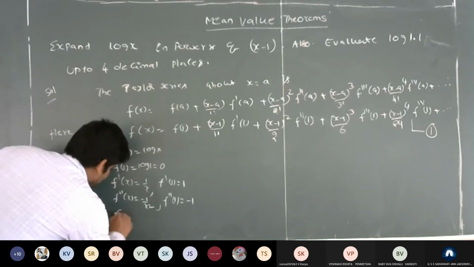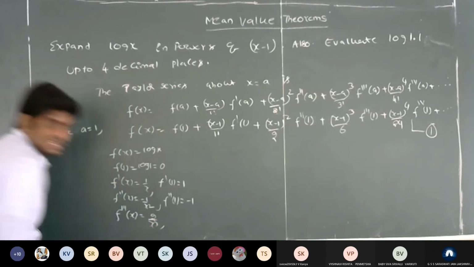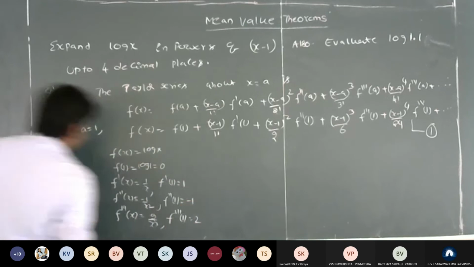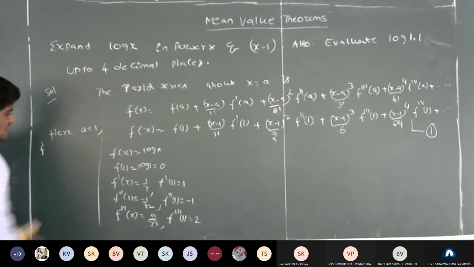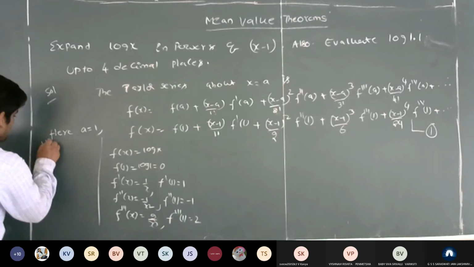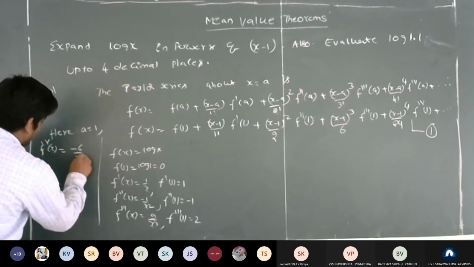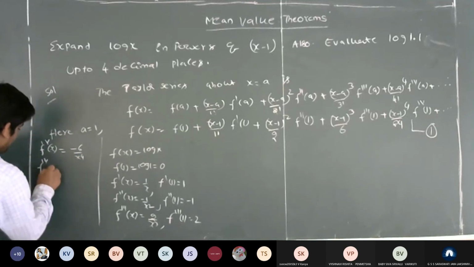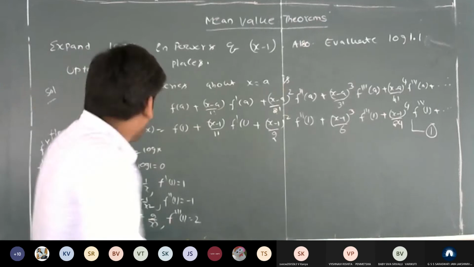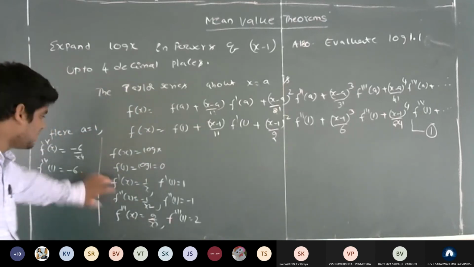Next, what is the value of f triple dash of x? This is 2 by x cube. So f triple dash of 1 is 2. Next, f4. It is a very easy process, so I am calculating the fourth derivative also. What is f4 dash of x? This is minus 6 by x power 4. So f4 dash of 1 is minus 6. Now I have calculated all the values. Is it clear up to this, everyone?